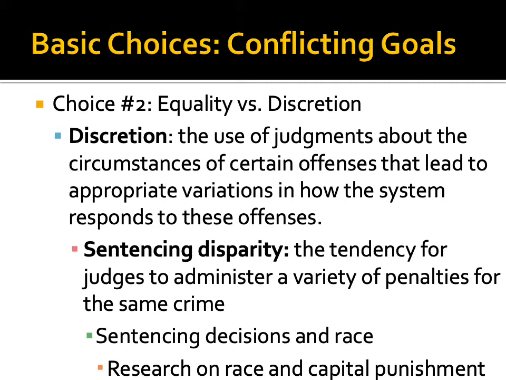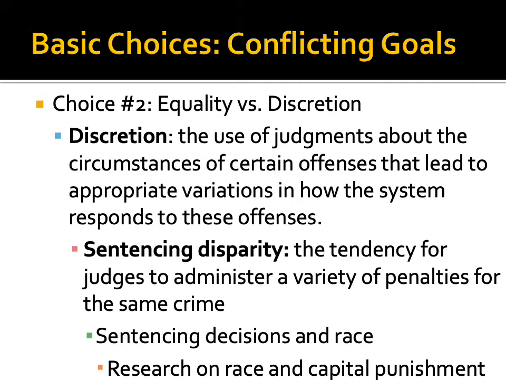But discretion does lead to sentencing disparity. And this is the tendency for judges to administer a variety of penalties for the same crime. And this has caused some problems for some people, right? Some people have this idea of, I committed the same crime as so-and-so down the street. Why am I getting 10 years and he's getting 5 months? And specifically, this has been seen in sentencing disparities and race.